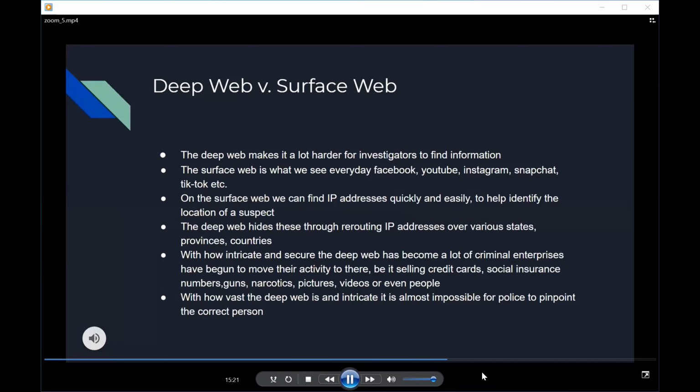The deep web hides this information through rerouting IP addresses all over various states, provinces, and countries. With how intricate and secure the deep web has become, a lot of criminal enterprises have begun to move their activity there, be it selling credit cards, social insurance numbers, guns, narcotics, pictures, videos, or even more. With how vast and deep the web is and intricate, it is almost impossible for police to pinpoint the correct person.